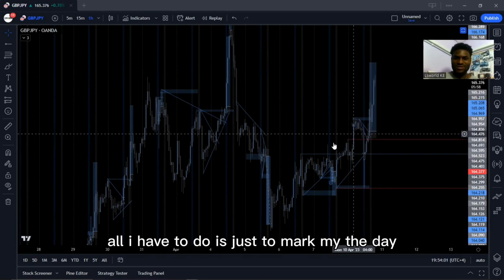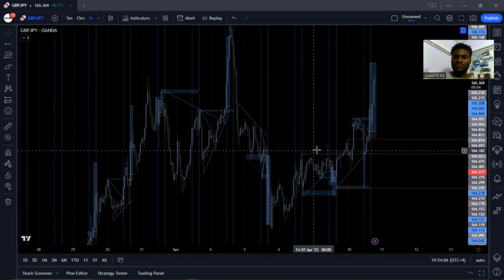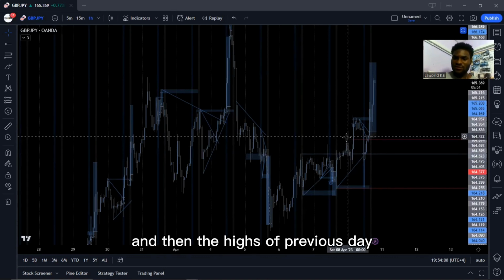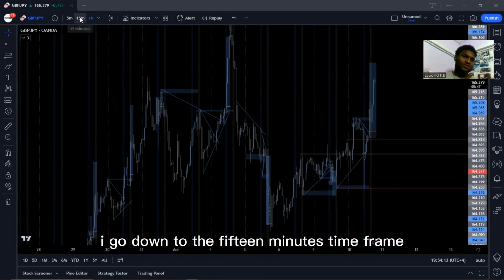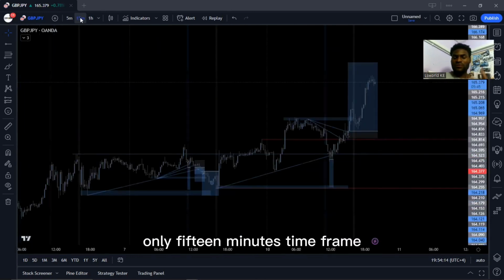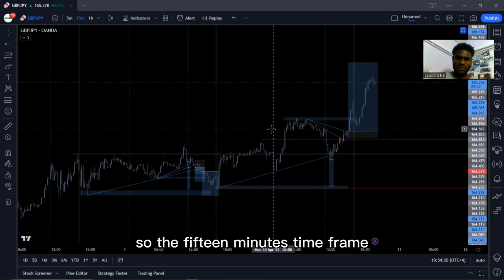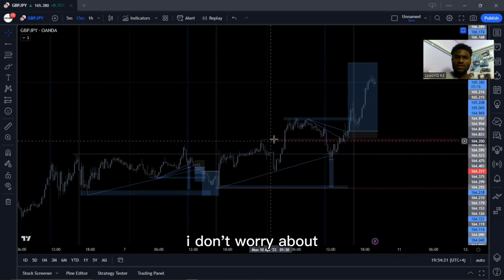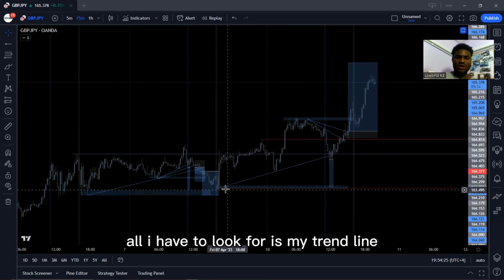All I have to do is just mark the break of structure from the day before the previous day, which is this key level, and then the highs of the previous day and the low of the previous day. After marking that, I go down to the 15 minute time frame. On the 15 minute time frame, that's actually where I draw my trend line. So in the 15 minute time frame, I don't worry about the key levels. All I have to look for is my trend line.